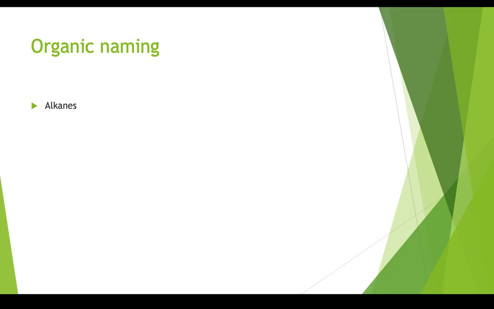All right, and then the last little naming bits, organic naming. For my class, we talk about alkanes and alcohols. Alkanes only contain carbon and hydrogen, and they all have the formula CnH2n+2. So this means CH4 or C2H6, C3H8, C4H10. Those are the common examples that we often see.